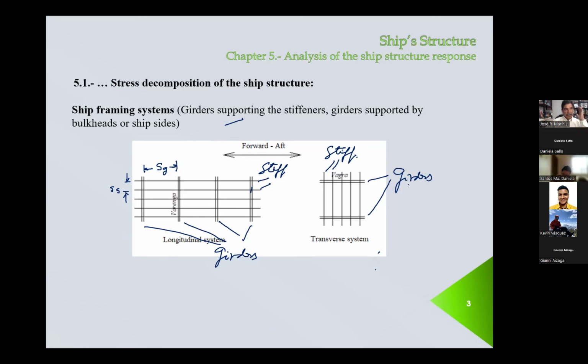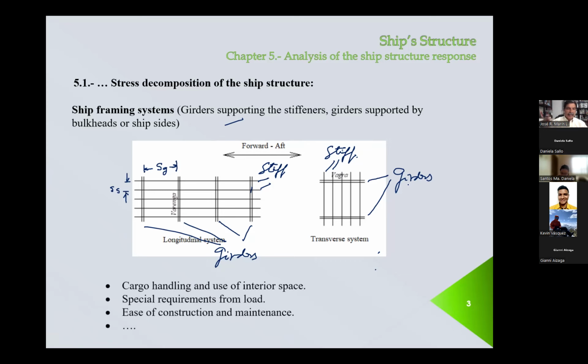Okay, so at the beginning, it's going to be a little bit difficult to remember, but yeah, okay. Longitudinal framing system, that means that you have very strong transversal elements. And the longitudinals are going to be very small, and they're going to be closely spaced between them. The contrary is the transverse framing system. Okay.